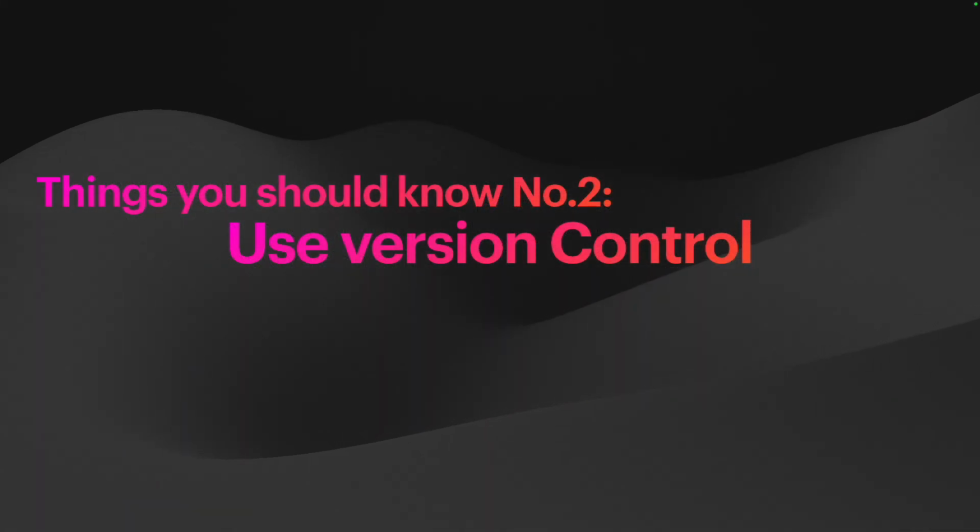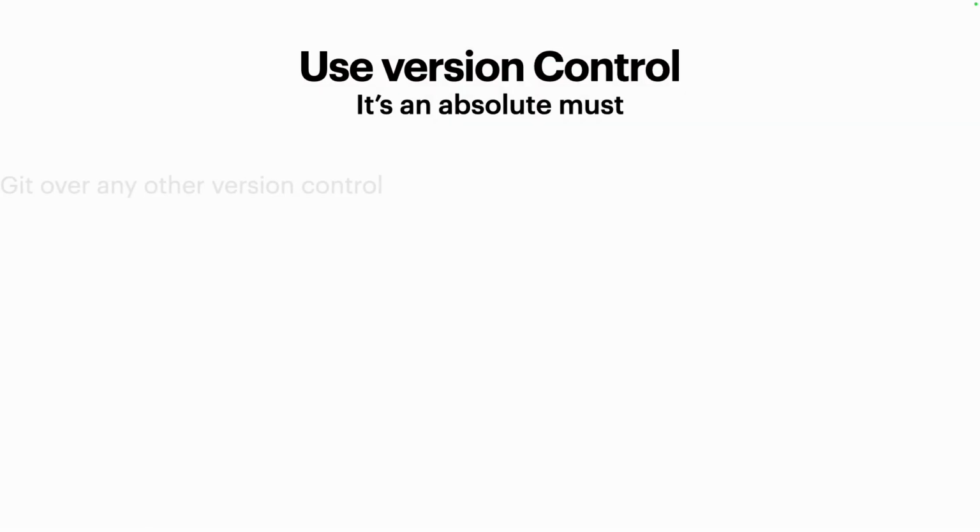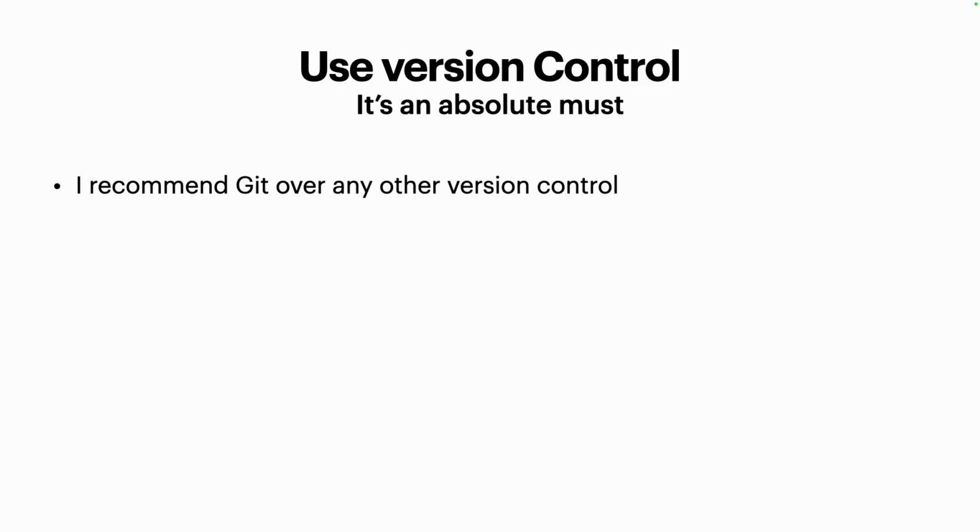Use version control. It's an absolute must. I recommend Git over any other version control. Unity has a built-in version control, and I've used that all the way up until it corrupted all my data because it wasn't that good. It's not trustworthy. So definitely use Git.